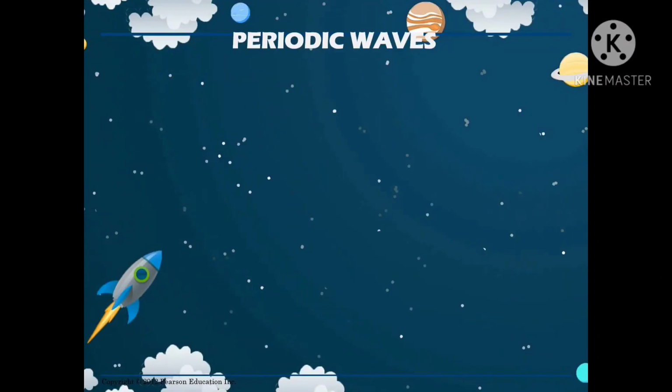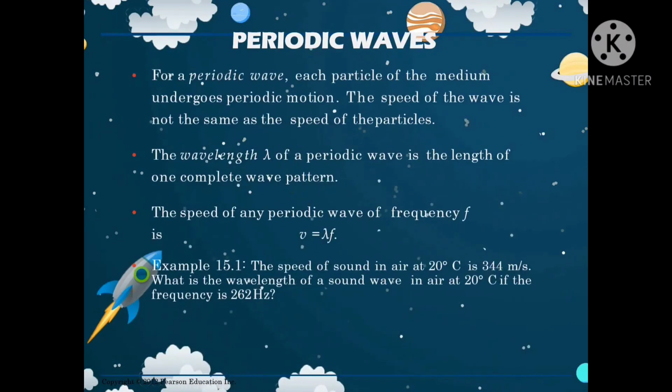For a periodic wave, each particle of the medium undergoes periodic motion. The speed of the wave is not the same as the speed of the particles. The wavelength lambda of a periodic wave is the length of one complete wave pattern. The speed of any periodic wave of frequency f is v equals lambda f. Example 15.1. The speed of sound in air at 20 degrees Celsius is 344 meters per second. What is the wavelength of a sound wave in air at 20 degrees Celsius if the frequency is 262 Hz?